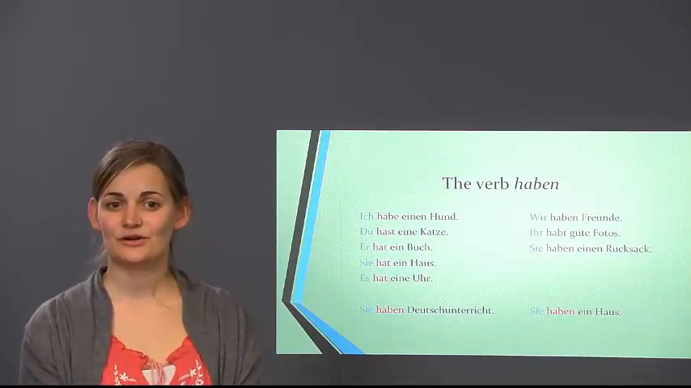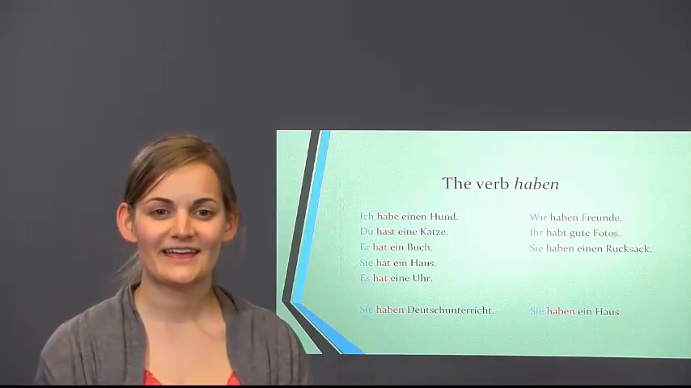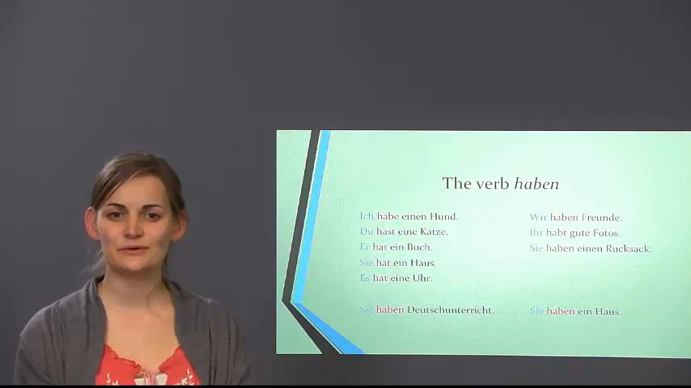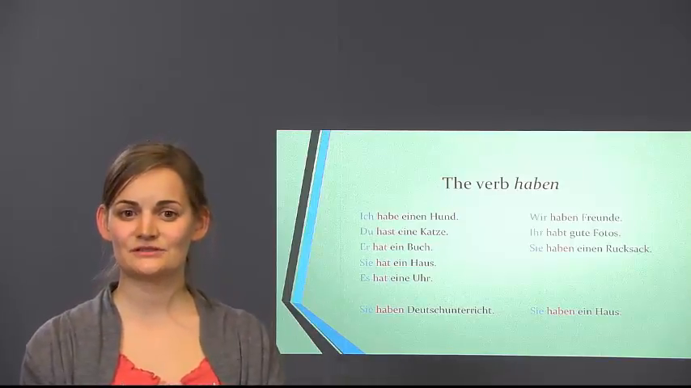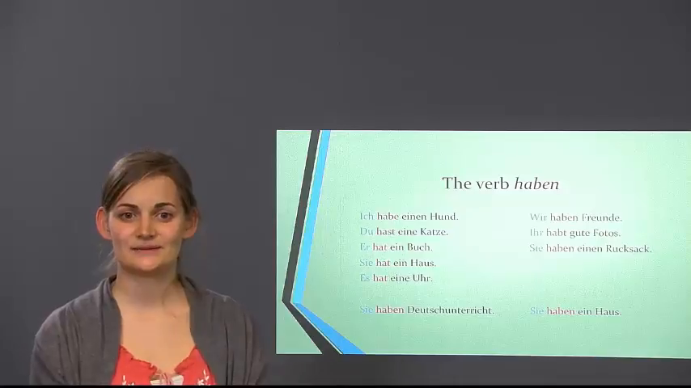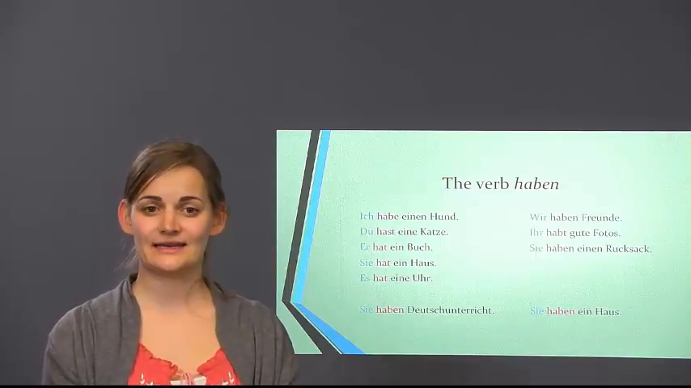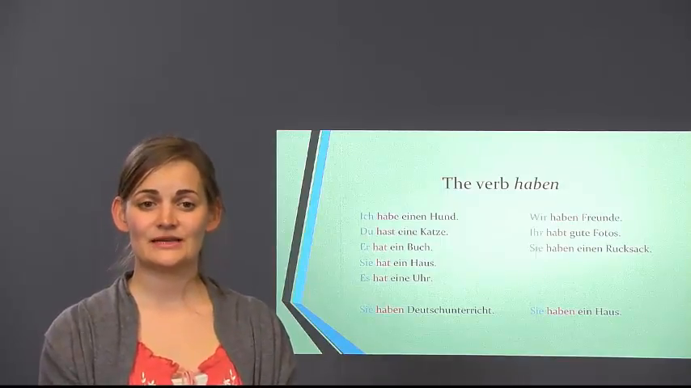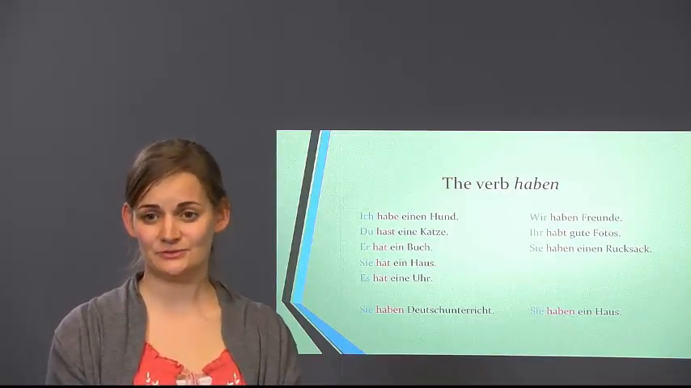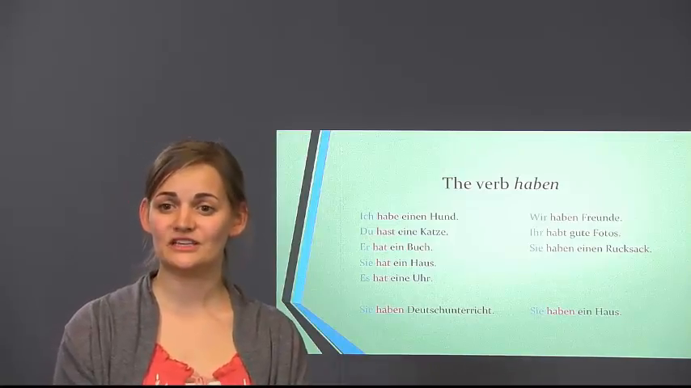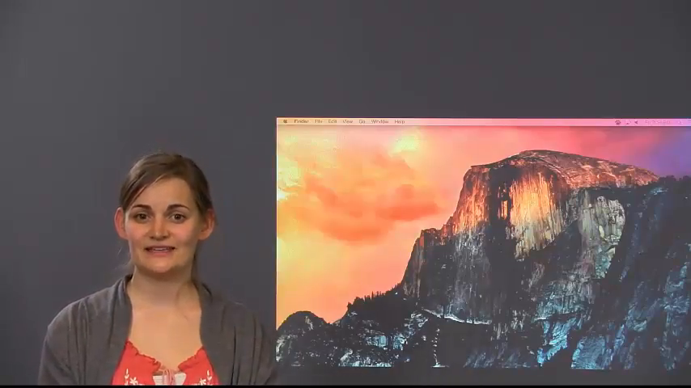Er hat ein Buch. Sie hat ein Haus. Es hat eine Uhr. And in plural, wir haben Freunde. Ihr habt gute Fotos. Sie haben einen Rucksack. And in the formal form of address, both forms of haben are identical for singular and plural. So you can say, Sie haben Deutschunterricht. If you formally address a person, you have German class, singular. And for plural, y'all have a house. Sie haben ein Haus. And that is all for accusative case and the verb to have.